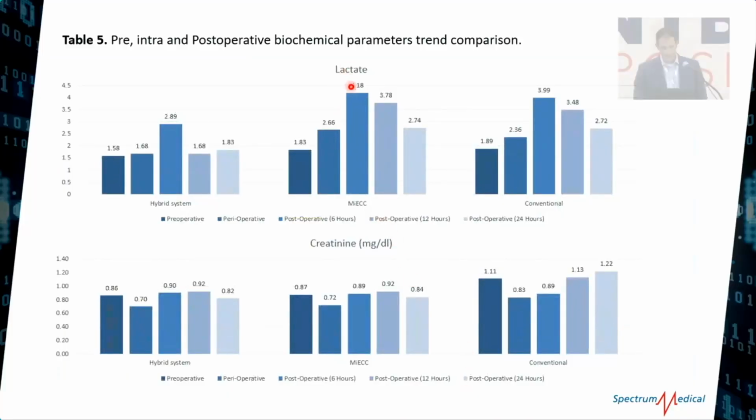So here we're looking at lactates up top. Here's our hybrid system on this side. Here's MEAC versus conventional here. And we're looking at creatinine here. A little bit more similar creatinine to MEAC, but definitely improved over conventional reservoir.